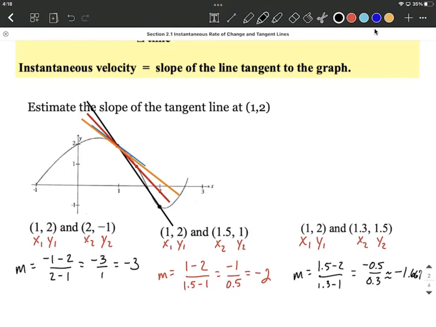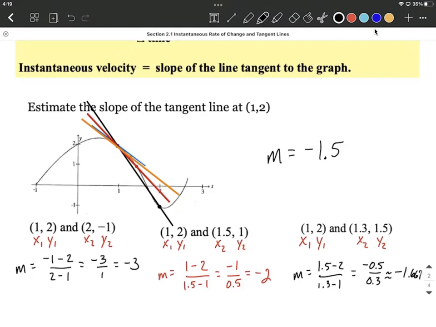We could get an exact fraction there, but if we want to make an approximation for what we think the slope is of the blue line, notice how we're trending here. We went from -3 for the slope of the black line to -2 to -1.667. If we were to estimate what the slope of the blue line is, I think we have to go a little bit further, but I think this trends to the slope of the tangent line being right at -1.5.